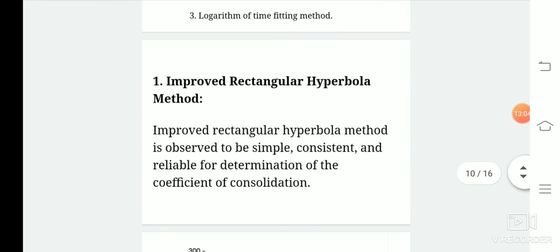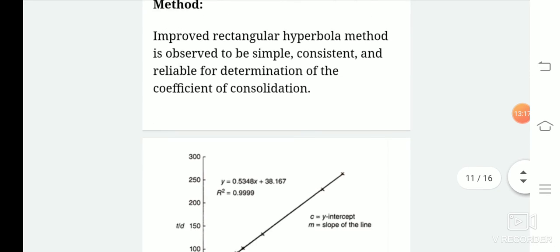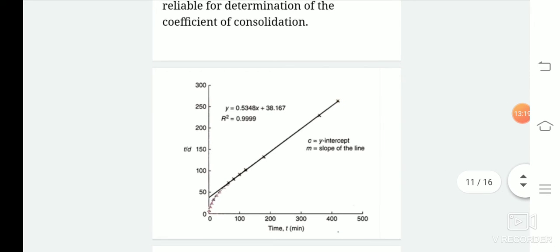So, first of all, let us go through the improved rectangular hyperbola method. The improved rectangular hyperbola method is observed to be very simple, consistent, and reliable for determination of coefficient of consolidation. So, let us discuss how the test is being carried out.